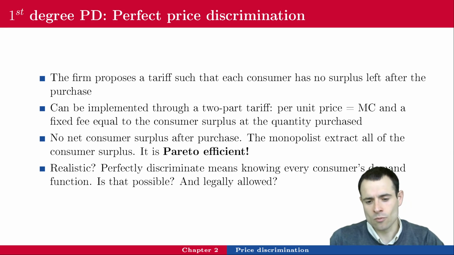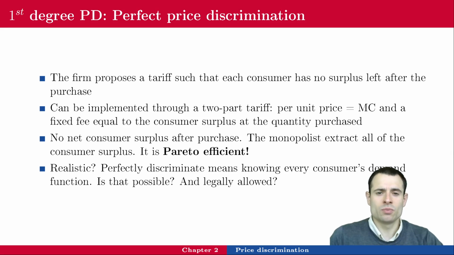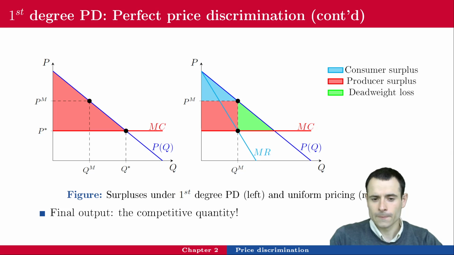And even if a firm was allowed to do it legally, it would be impossible. But first-degree price discrimination can serve as a benchmark. It is a case of price discrimination where the outcome is Pareto efficient. We can then use this as a benchmark to compare with second-degree price discrimination and third-degree price discrimination. So let's look at price discrimination on a graph.